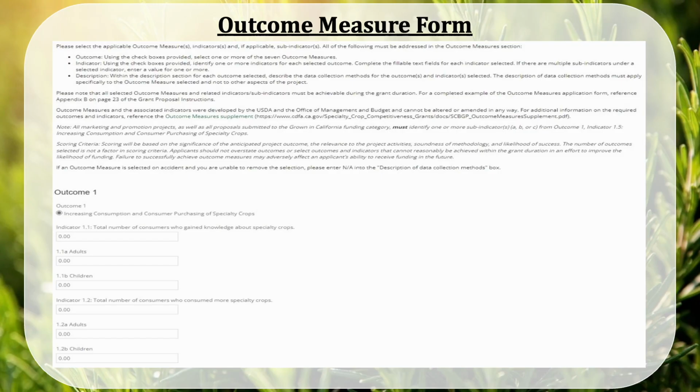As a reminder, this is an example of what the outcome measures application form will look like within Amplifund. Please select all of the outcome measures, indicators, and sub-indicators you believe are relevant for your application. If an outcome measure box is selected by mistake and you cannot deselect the box, please enter NA into the description of data collection methods text box, as they are required for each outcome measure you select.